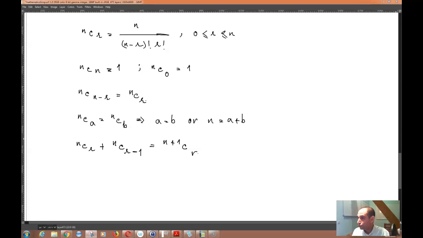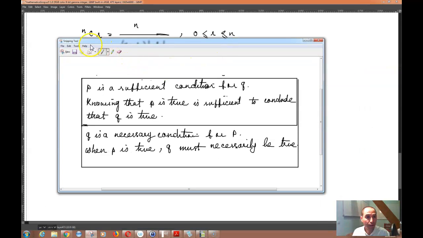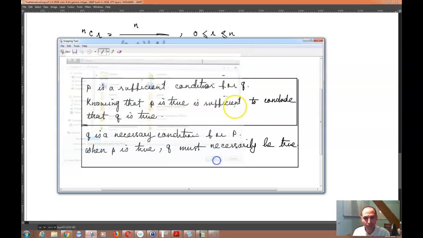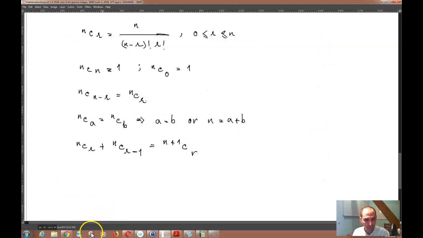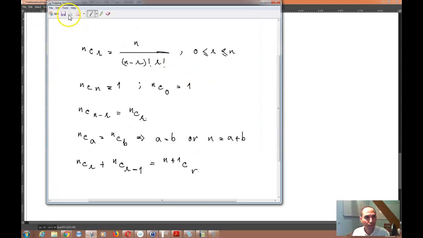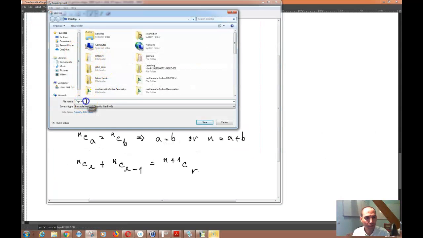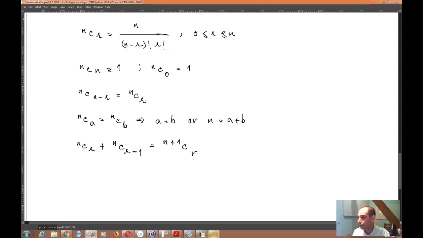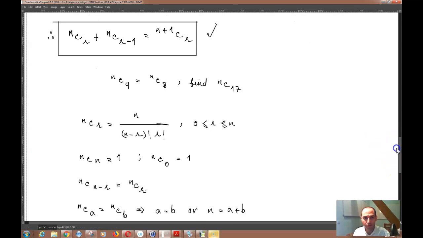So now what I will do is take a screenshot, save this somewhere on desktop, call it implication on desktop, and then I will make another screenshot over here and call it combination on desktop. And so now let's go and solve this problem.